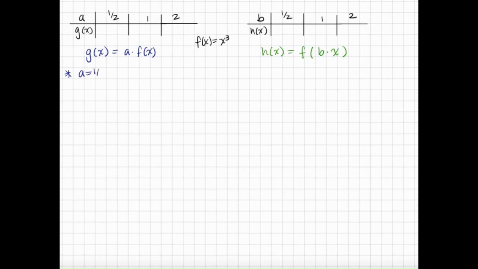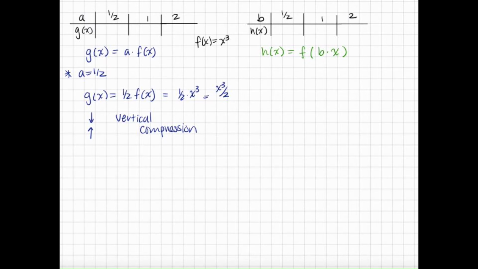When a equals 1/2, g of x equals 1/2 f of x, which is just 1/2 times x cubed, or you can write this as x cubed over 2. This resulted in a vertical compression. So the graph was squished up and down, squished in the down and in the up direction.